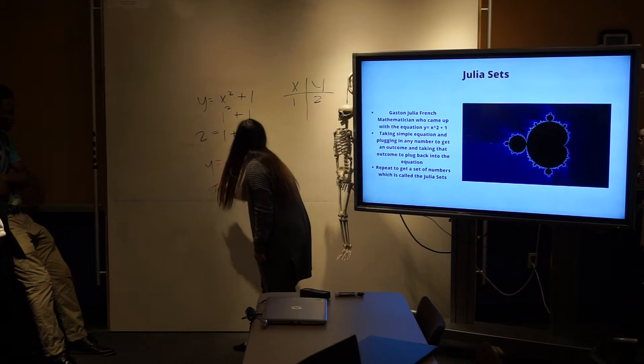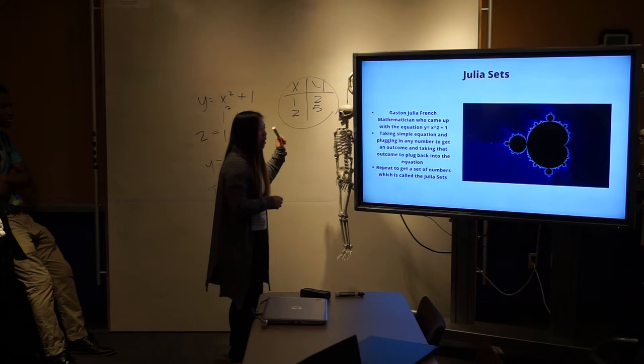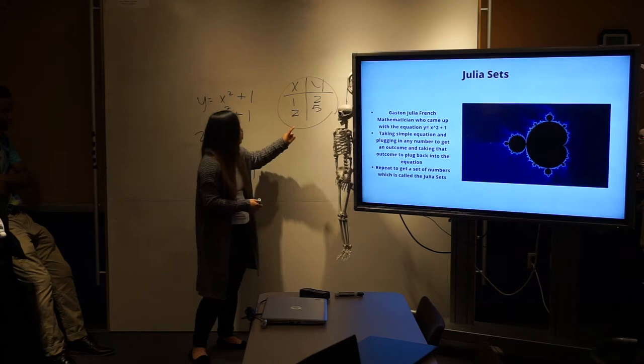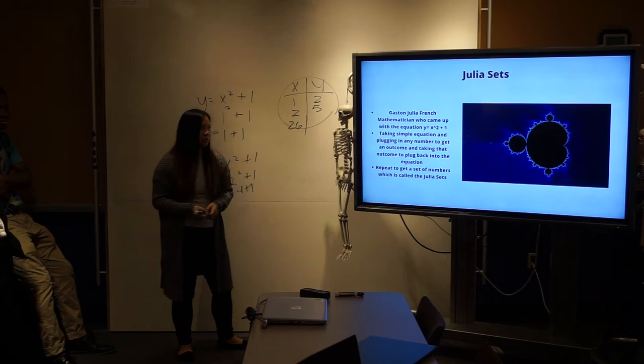And these are called Julia sets. They repeat each other continuously, on and on. And then Mandelbrot sets are basically the same thing, but they're plugged into the computer, because you can continue this, but it'll just take forever. It'll be like 26, and then square that, and no one can do that by hand, so they did Mandelbrot sets to put it into the computer.